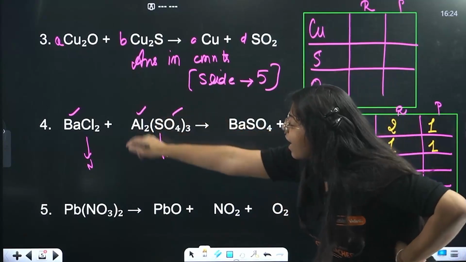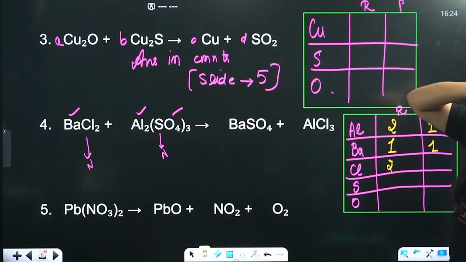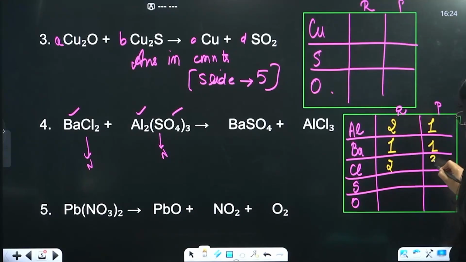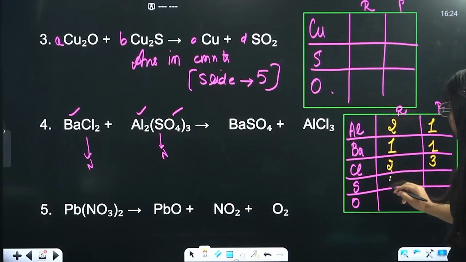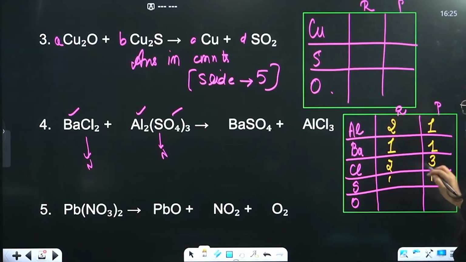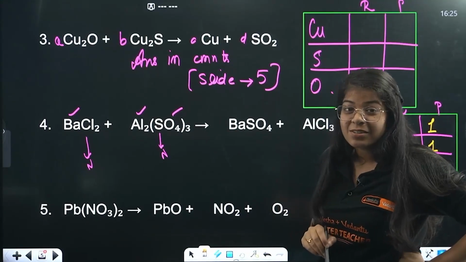In chlorine we have 2 chlorines on the reactant side, and we have 3 chlorines on the product side. Then we have 1 sulfur on the reactant side and 1 sulfur on the product side. Oxygen is where things get interesting.